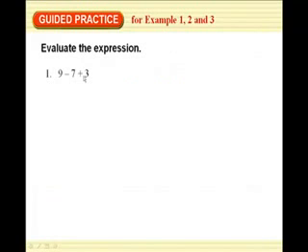Evaluate this expression. So we don't have any parentheses, we don't have any exponents, we don't have any multiplying and dividing. It's just addition and subtraction. So you just go in order from left to right. So 9 minus 7 is 2, plus 3 to finish it out is 5. You have to do the subtraction first before the addition on that one, because you have to go in order from left to right.